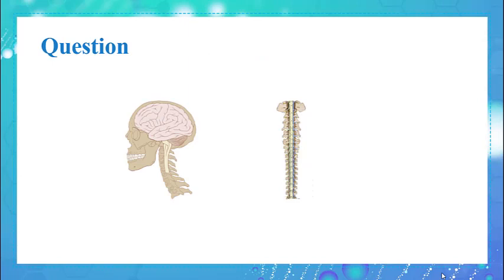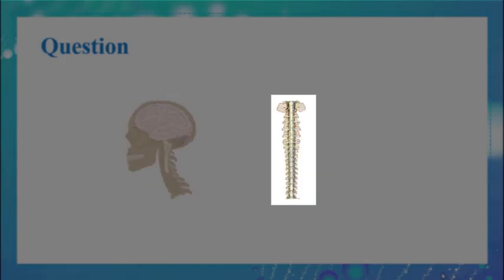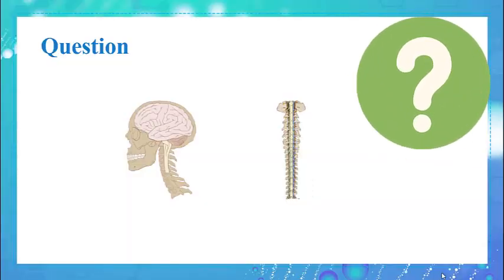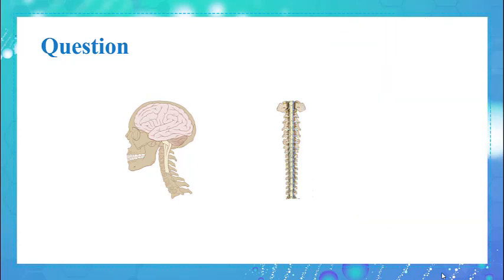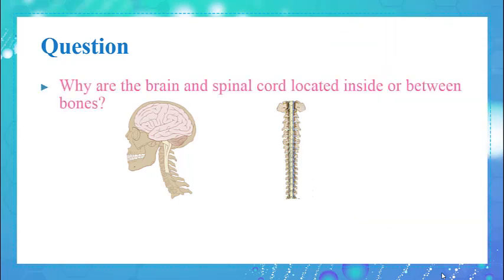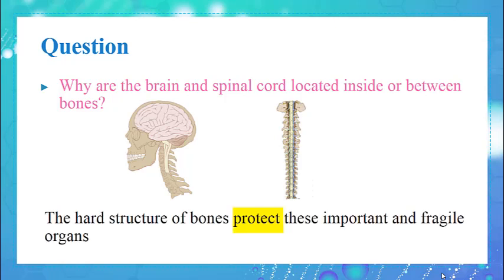Before we move to the peripheral nervous system, let's recall the location of the brain and the spinal cord, which are organs of the central nervous system. Yes, the brain is located inside the skull, which is a bone, and the spinal cord is located in the free space of the bones of the vertebral column. So, did you recognize something special here? Why are the brain and spinal cord located inside or between bones? You're right. The hard structure of bones protects these important and fragile organs.